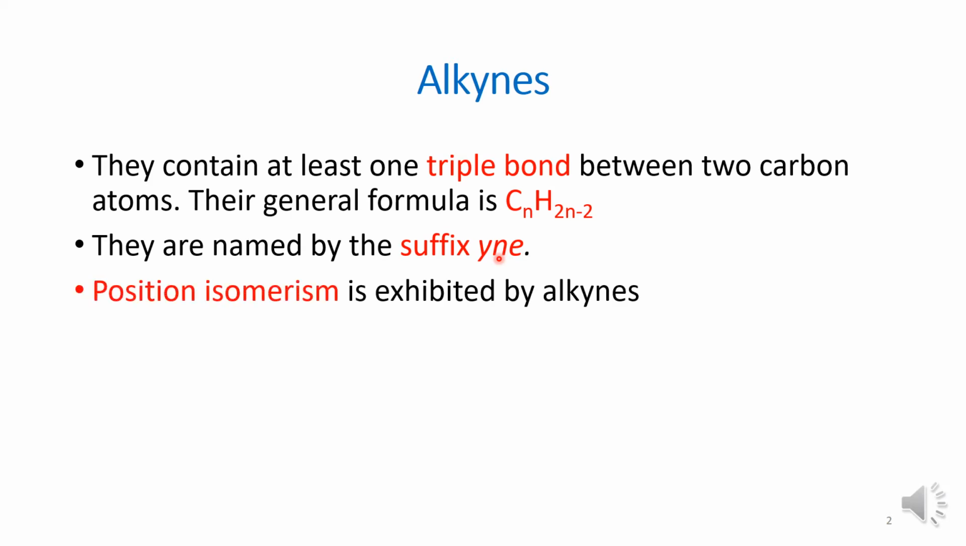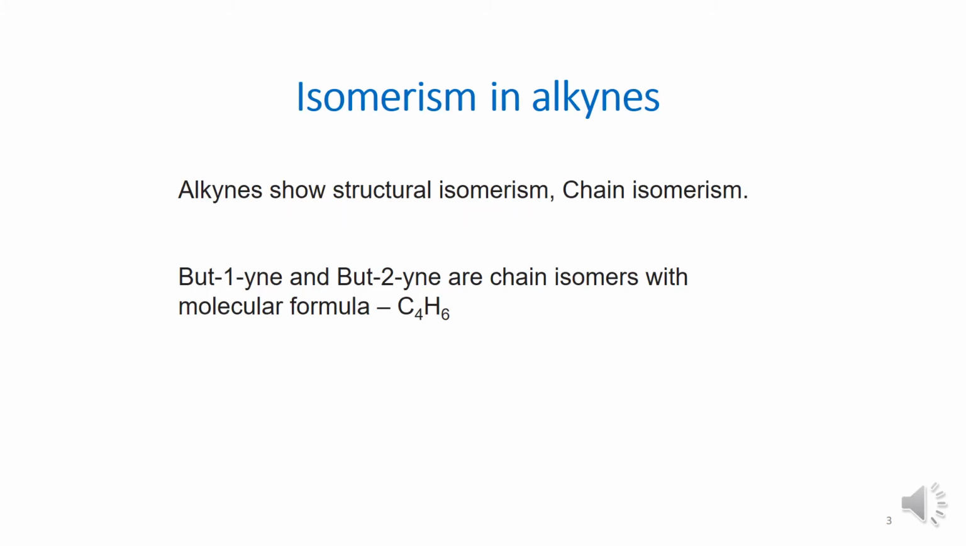Position isomerism and chain isomerism are exhibited by alkynes. Alkynes show structural isomerism. As I told you just now, they show chain isomerism and positional isomerism. Two examples of position isomers are but-1-ine and but-2-ine, which have the molecular formula C4H6.